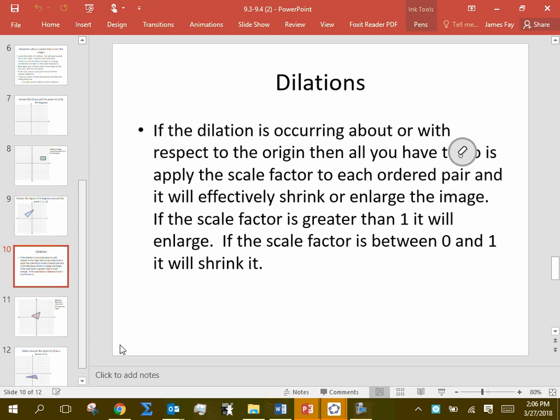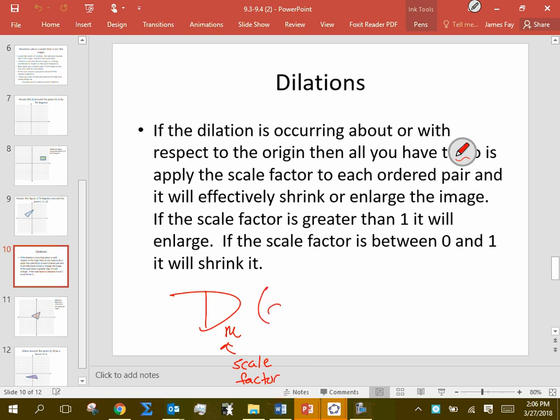With dilations, and we're going to do a couple examples here, the notation they're going to use is a capital D, and they're going to put a number down here. I'm just going to put the letter M right now. That is going to be your scale factor. Is that okay with everybody?